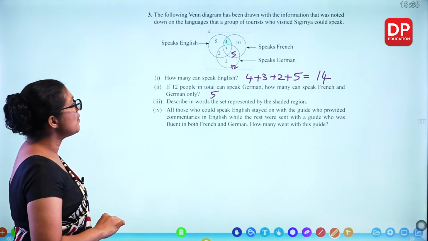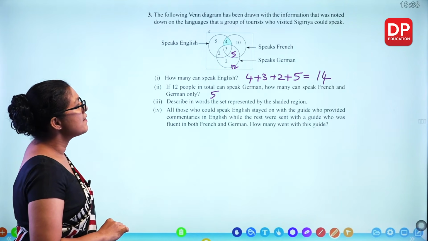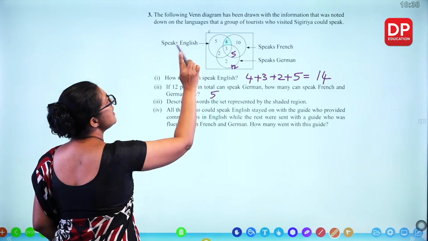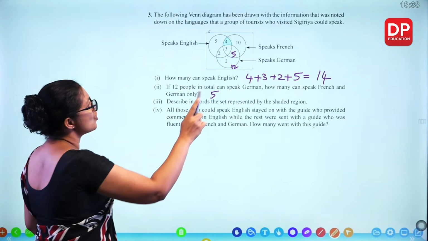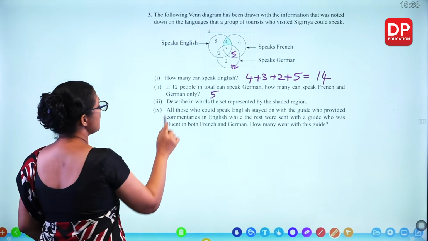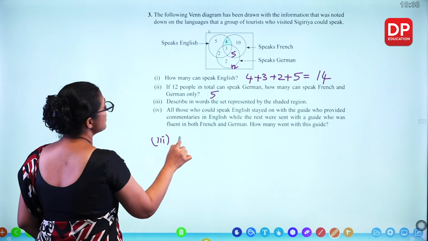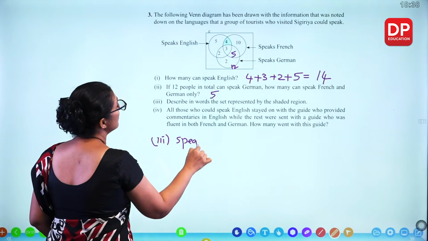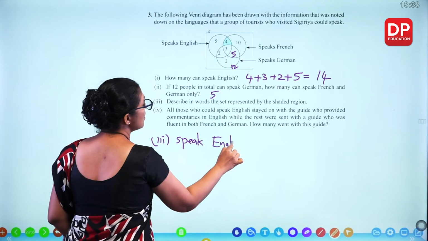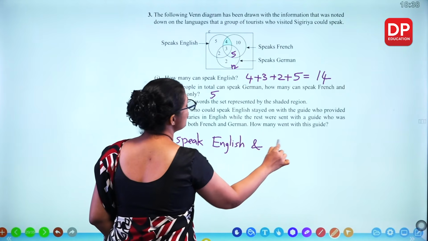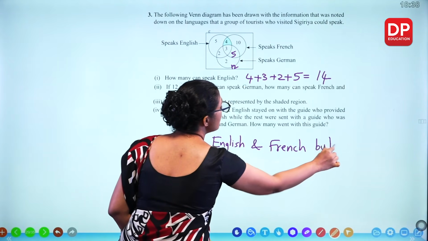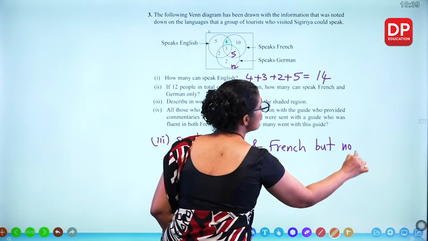This one, describe in words the set represented by the shaded region. Shaded region means English and French, but not speaks German. So, we can write third one. Speak English and French, but not German.